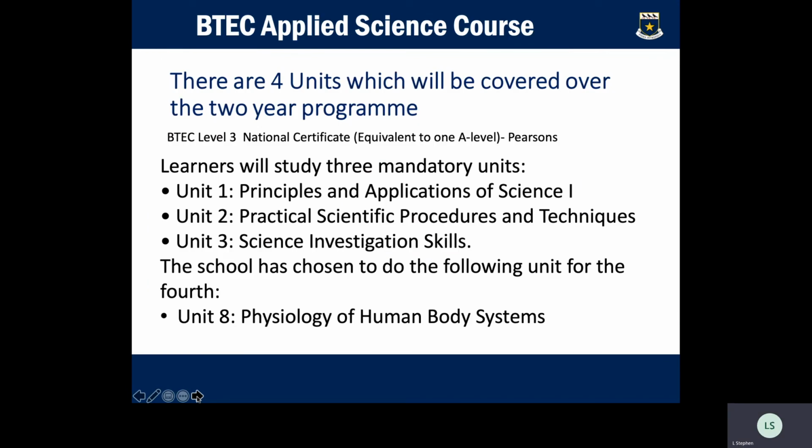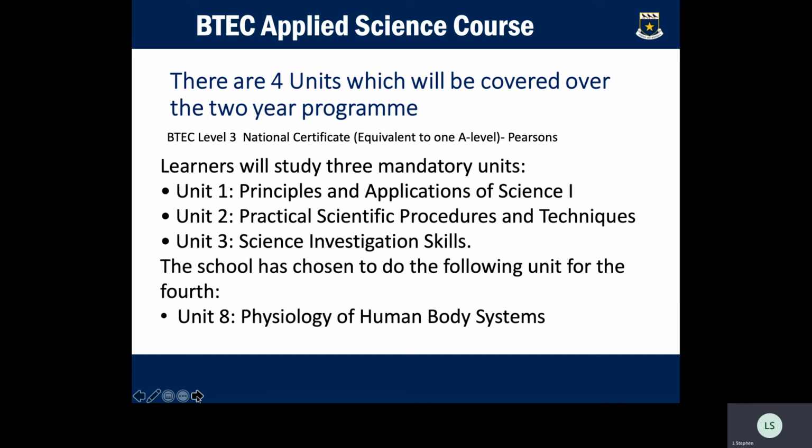To start, let me just tell you a brief rundown of the course. There are 4 units within this course, and we do this over a period of 2 years. 2 of the units are taught in Year 12, and then 2 of the units are taught in Year 13. The first 3 units are mandatory units. Unit 1 is about the principles and applications of science. Unit 2 is practical scientific procedures and techniques. Unit 3 is science investigative skills.